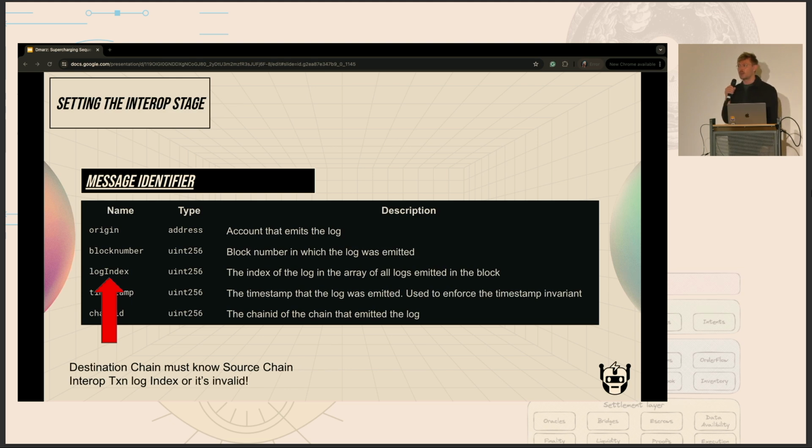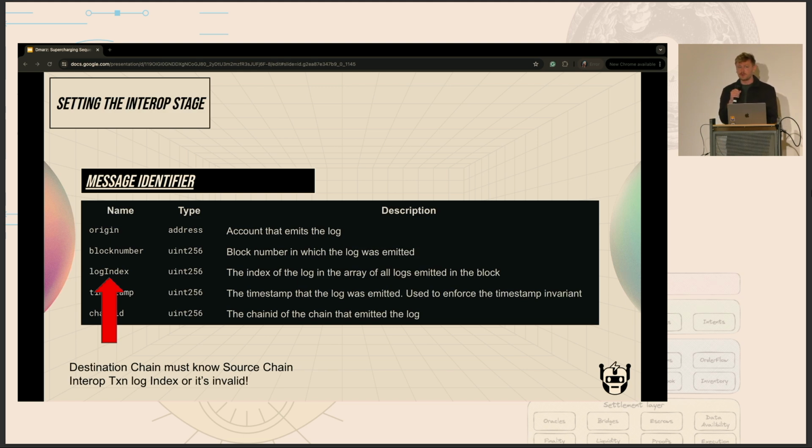And if you're unfamiliar with how a block is constructed, there's an index of all the logs that are emitted from transactions. So if you're the first log in the block, you're 0. If you're the last, you're potentially some arbitrary number depending on how many logs were emitted. The thing that's really tricky about this is if you want synchronous composability, you need to know this log index on chain A before it's included on chain B.